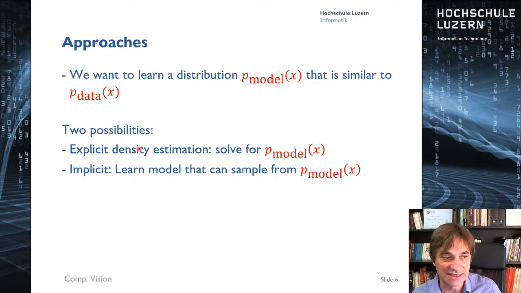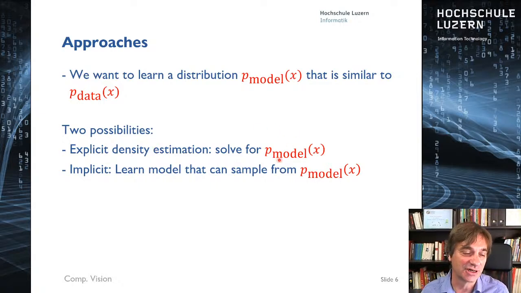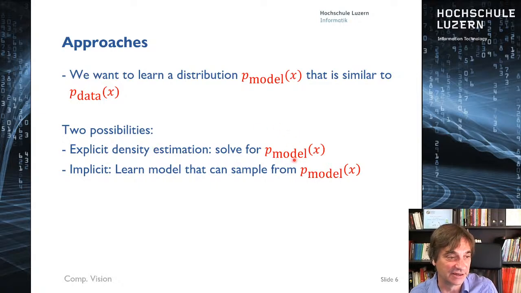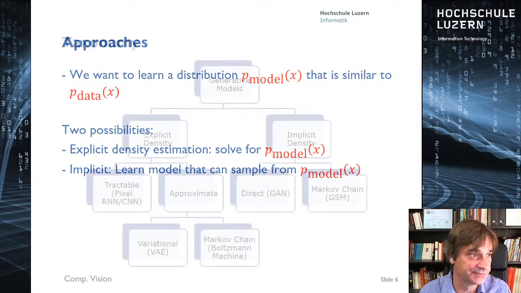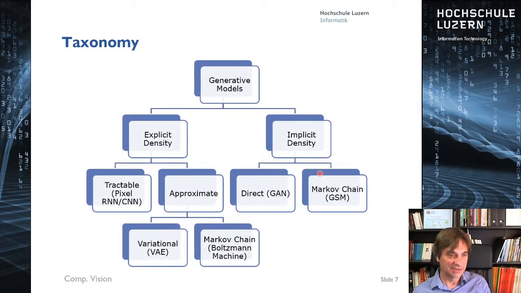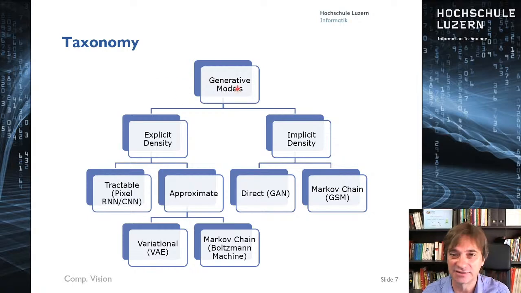And one possibility is to really try to find this distribution p model. That would be an explicit density estimation, because you would like to approximate this distribution here. Or implicitly, at the end we don't actually need the model distribution. We only want to be able to sample from the distribution. So we could also just learn a model that can sample from that model distribution without having the model explicitly.